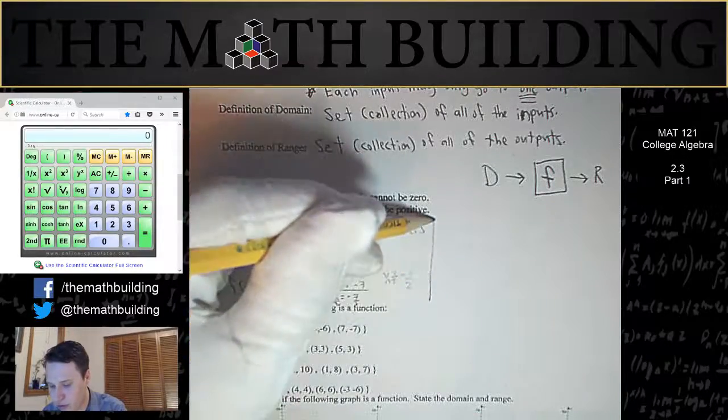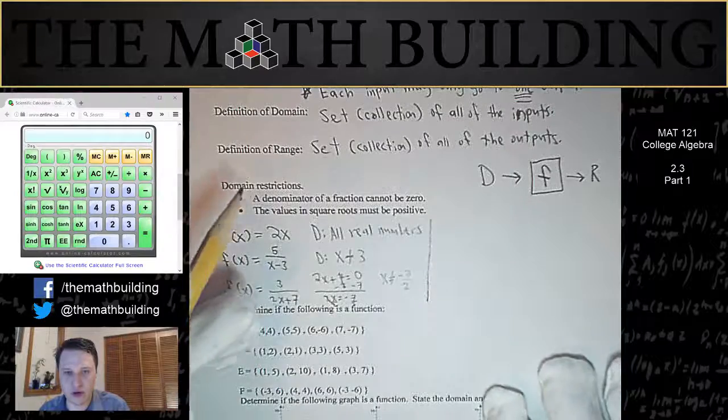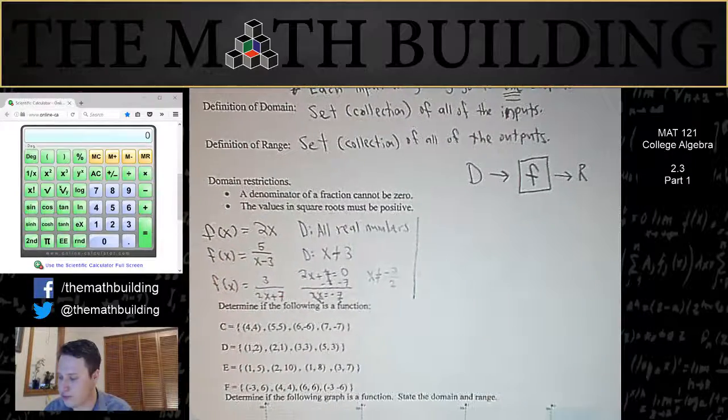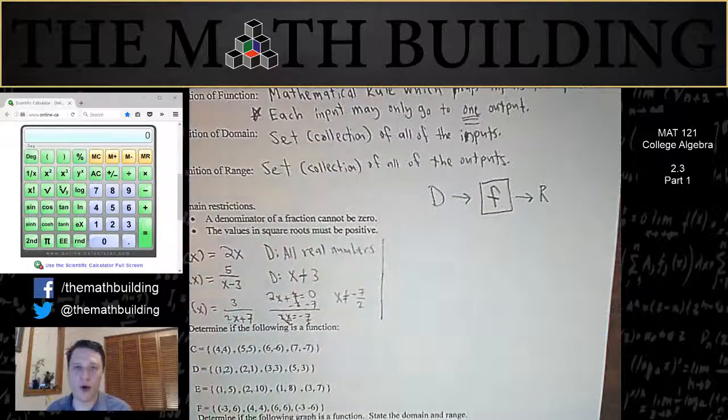So there's the first restriction on a domain: the denominator can't be 0. The second restriction is that the values in square roots must be positive. When we're talking about functions, for now we're only going to be interested in real numbers.